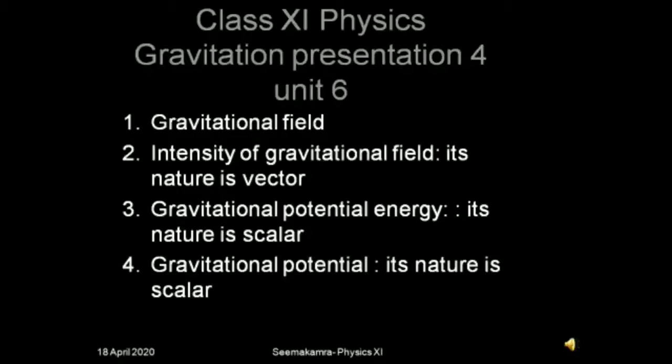Now, that was the first part completed. In the second part, we have 4 gravitational quantities, and after having the idea about these 4 quantities, we will have the comparison table of these quantities, their formulas, nature, etc. So let us begin with the first quantity, intensity of gravitational field.